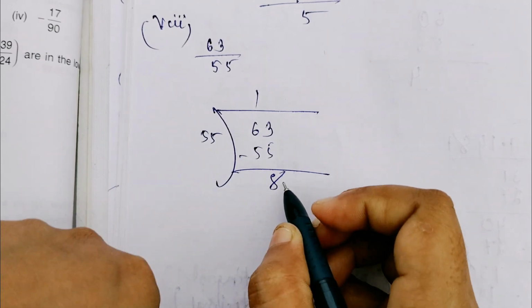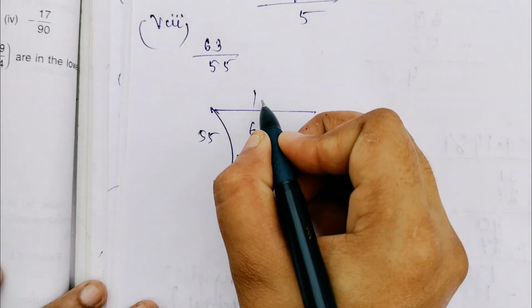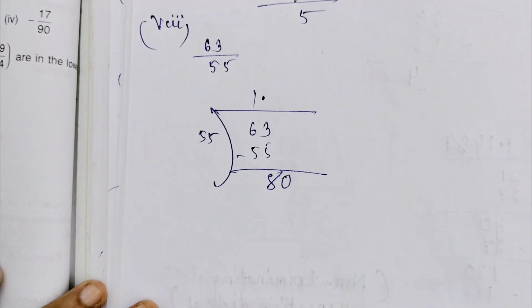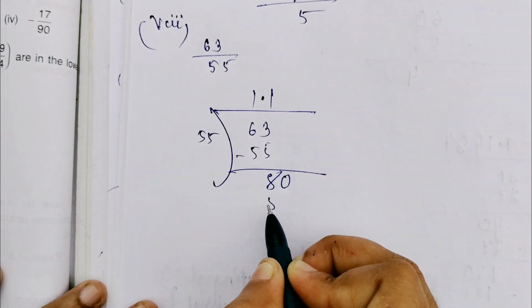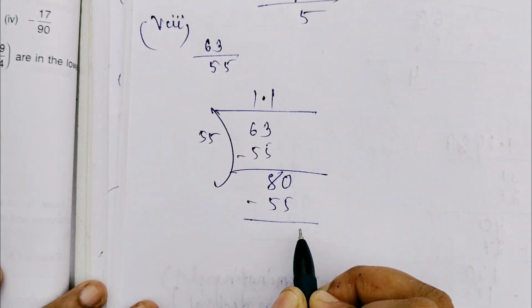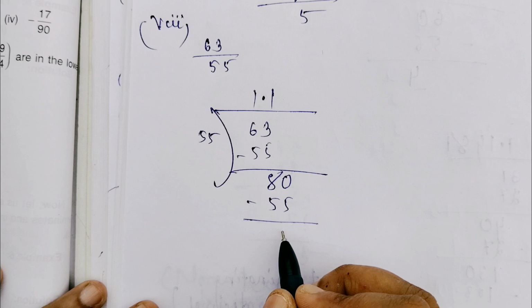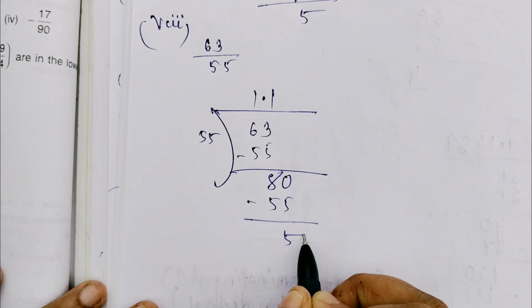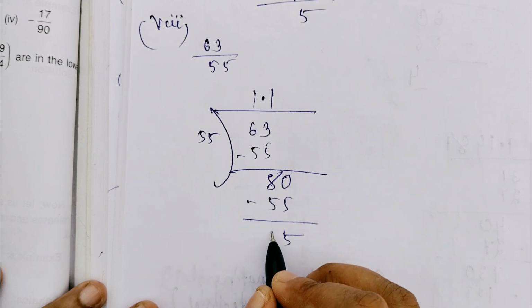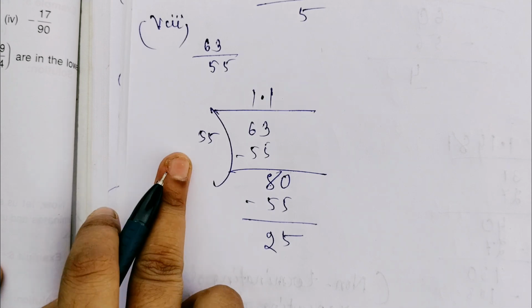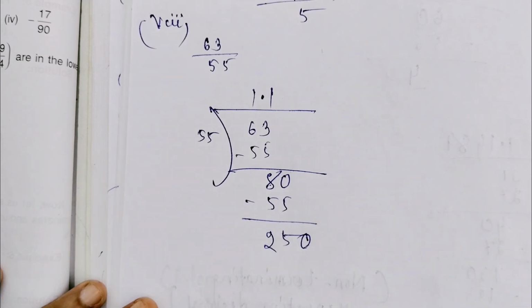Then 5 5 0. Then 8 is less than 55, so here we put decimal and put 10. Then 55 1 is also 55. Then 80 minus 55. With 0 minus 5 we cannot subtract it, so borrow 1. 10 minus 5 is 5. Then 7 minus 5 is 2. 25. 25 is also less than 55, so we put 10.